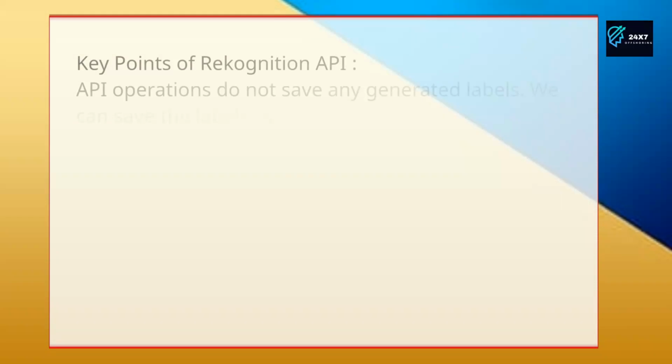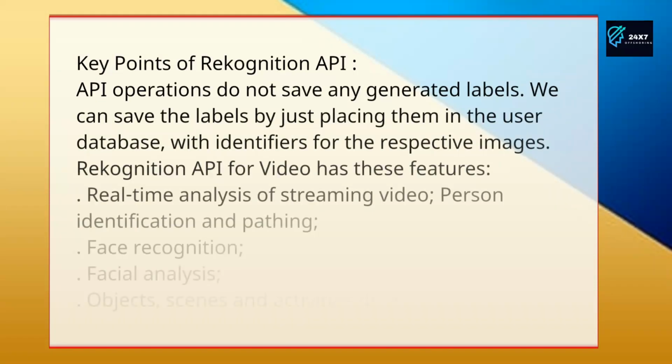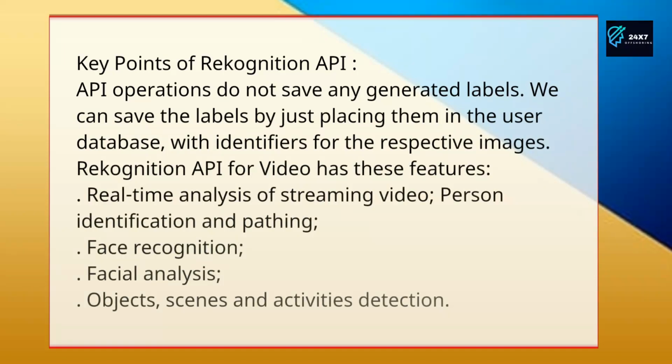Key points of Rekognition API. API operations do not save any generated labels. We can save the labels by just placing them in the user database, with identifiers for the respective images.